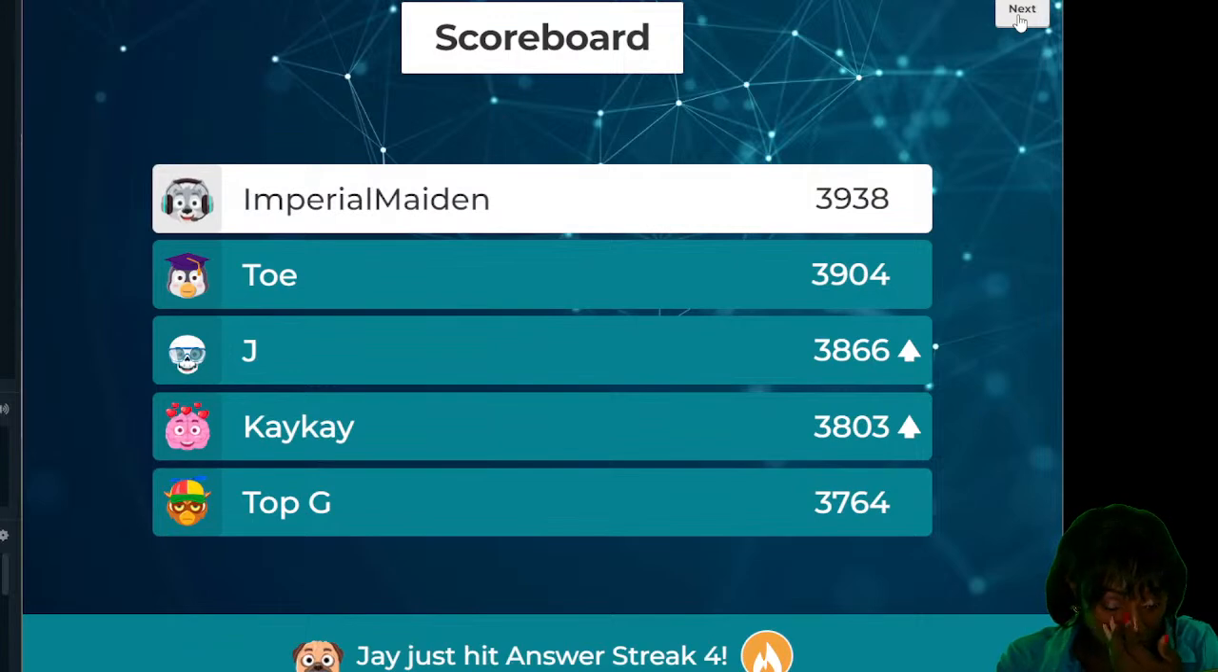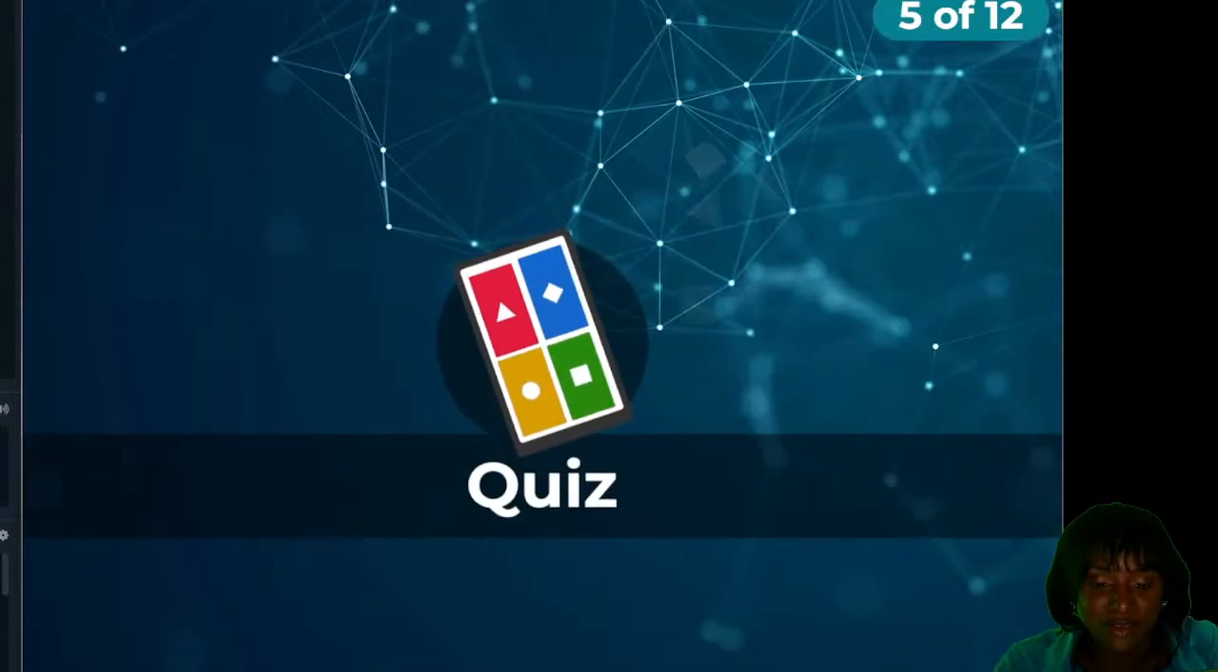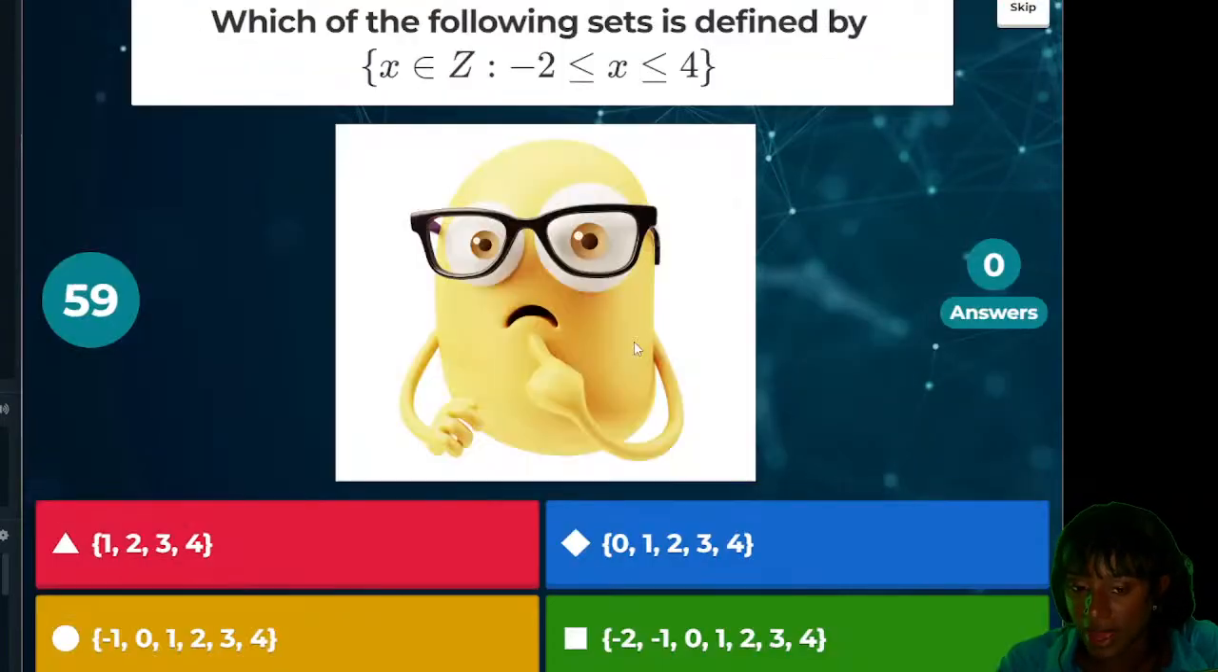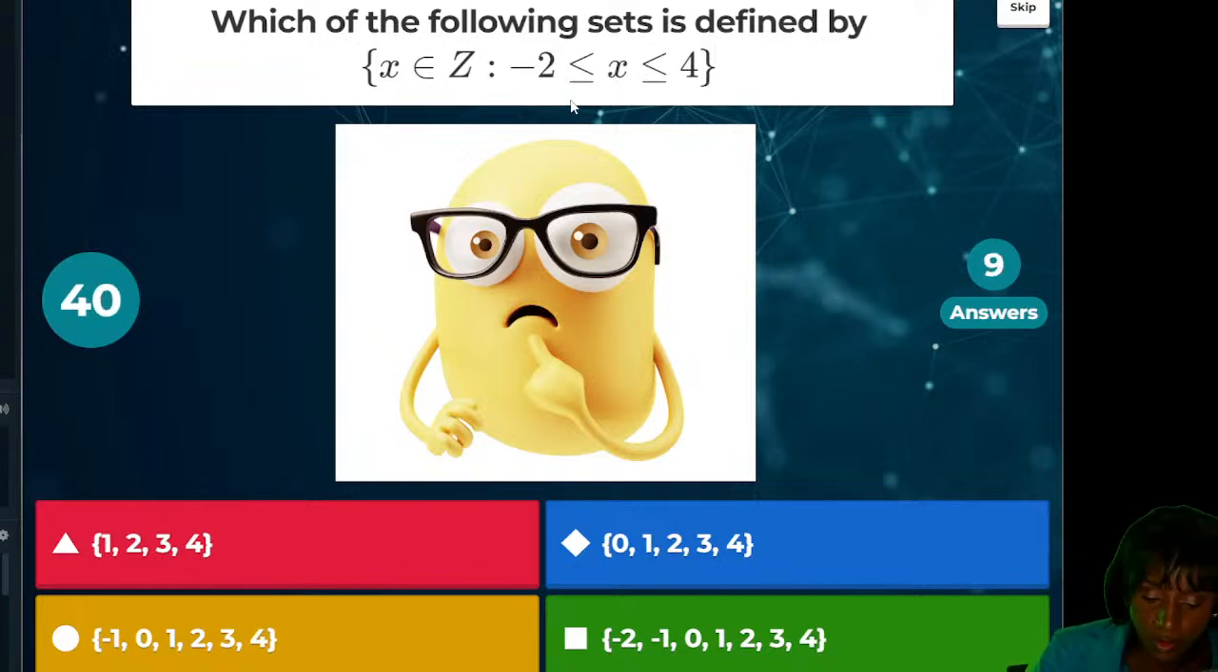Every time I'm seeing a new name on the screen, so this tells me that you all are really ready for that grade 1. Which of the following sets is defined by? I'd like you all to just focus on the last section of this here. The value of x is more than or equal to -2, and the value of x is less than or equal to 4.